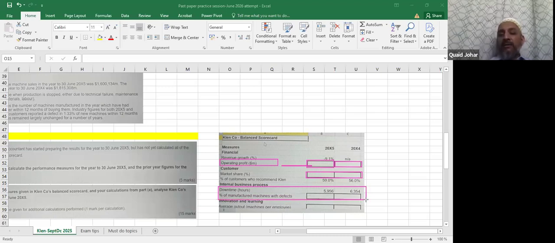सिंपल क्या फॉर्मूला होना चाहिए? परसेंटेज ऑफ मैन्युफैक्चर्ड मशीन्स विद डिफेक्ट्स. इसका मतलब जो डिफेक्टेड मशीन्स है वो न्यूमरेटर में और जो तमाम मशीन्स प्रोड्यूस हुई हैं ड्यूरिंग अ ईयर बाय क्लेम वो डिनोमिनेटर. तो दोनों सालों के लिए कैलकुलेट करना है ताकि हम आपस में क्या कर सकें, 2005 में क्या परफॉर्मेंस रही और 2004 में क्या परफॉर्मेंस उसको मेजर कर सकें.